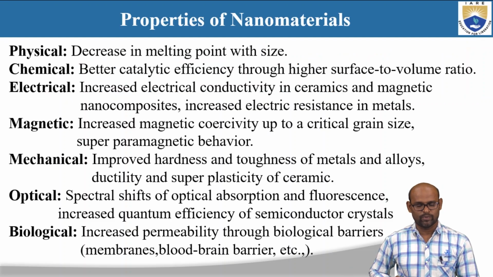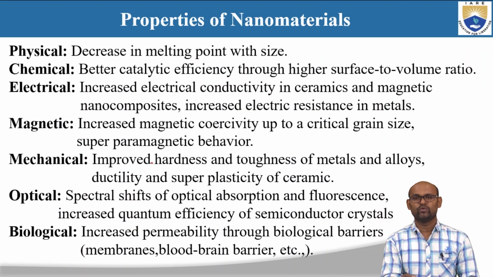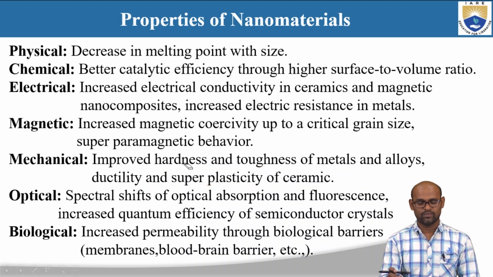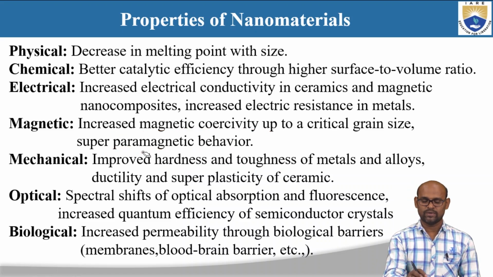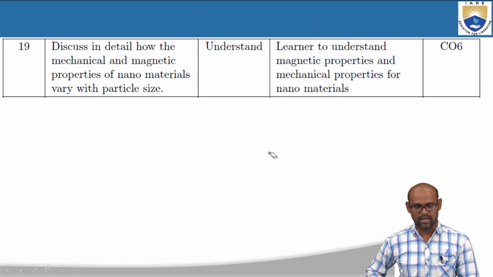Discuss in detail how the mechanical and magnetic properties of nanomaterials vary with particle size. So for mechanical properties, when we go from bulk to nano, the toughness of metals and alloys will be improved, and ductility will also be improved, along with superplasticity of ceramic materials. And for magnetic materials, there is increased magnetic coercivity up to a critical grain size, and paramagnetic behavior when you go from bulk to nano size.